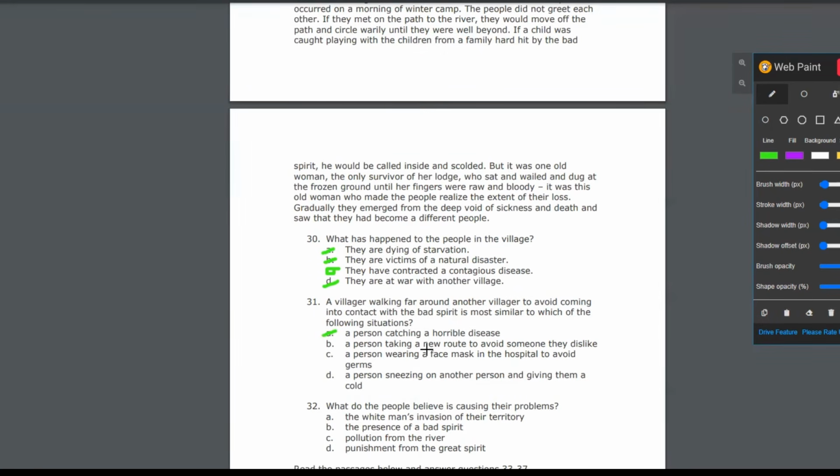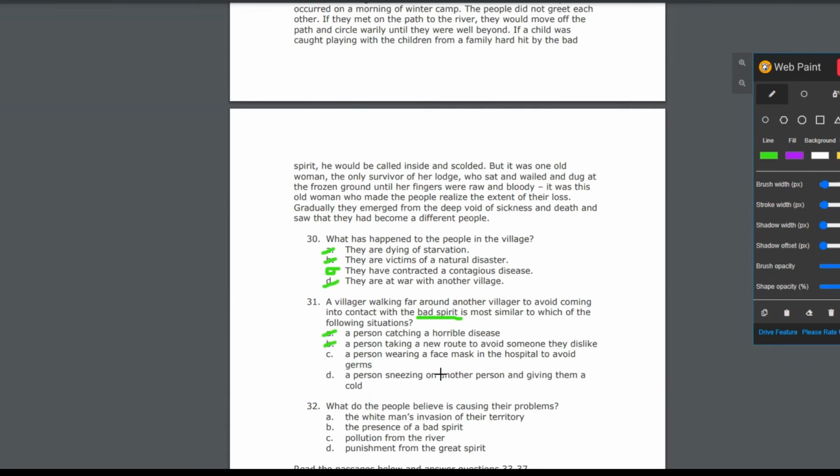If we look at B, a person taking a new route to avoid someone they dislike. So half and half. If somebody is walking far around, they are taking a new route, right? But this one is specifically to avoid someone they dislike, which is not the same as this. Why? Because they're trying to see if you understand the context of the bad spirit. Now we know there are bad spirited people, but in this context, the bad spirit represented the disease. So that one won't work here. They're trying to see, did you actually read the passage, or are you going by your own knowledge of things?